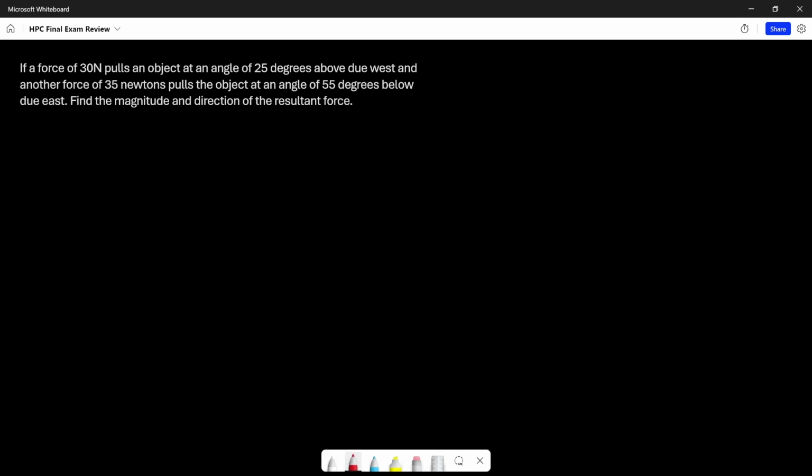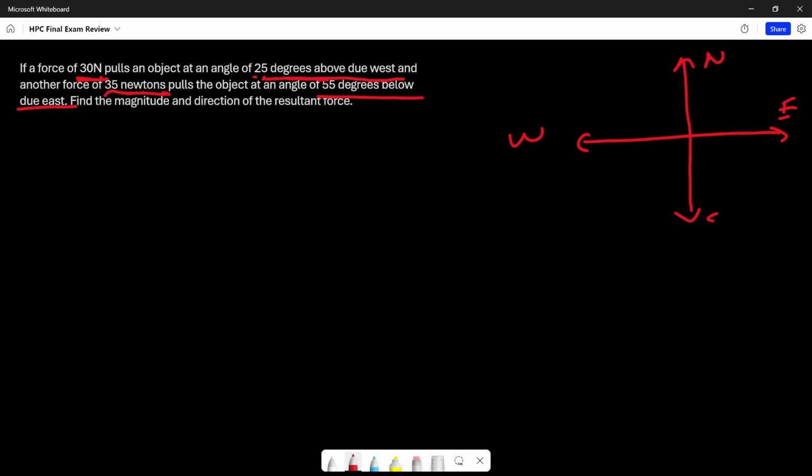So we'll first start with our forces. Our first force is 30 newtons at an angle of 25 degrees above due west. And then we have 35 newtons at an angle of 55 degrees below due east. So if we draw this on a plane, this is west, this would be east, this would be north, and this would be south.